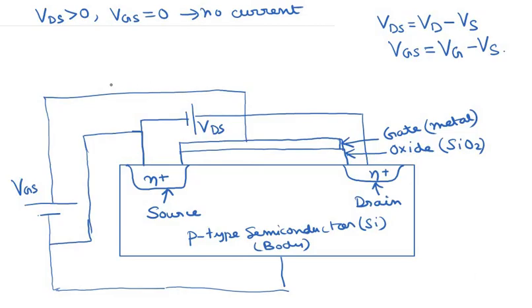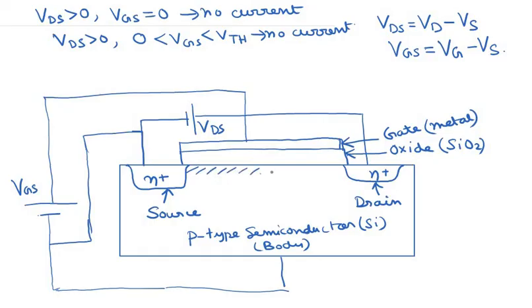Now when VDS is still greater than 0, VDS is small and greater than 0, and VGS is greater than 0, so 0 less than VGS less than VTH, then still no current can flow because there is still no layer of mobile electrons at the surface. So there are no mobile electrons in this region. Since there are no mobile electrons in this region, no current can flow from the drain to the source.